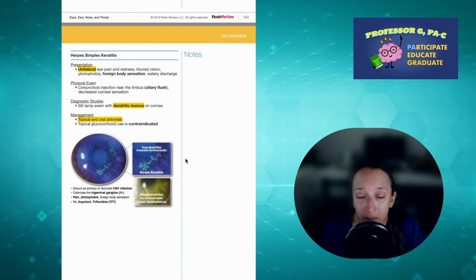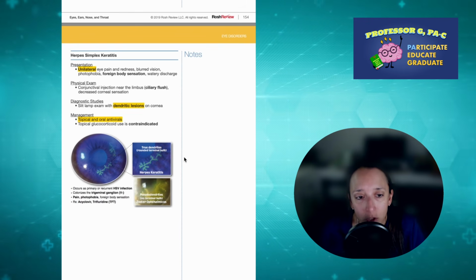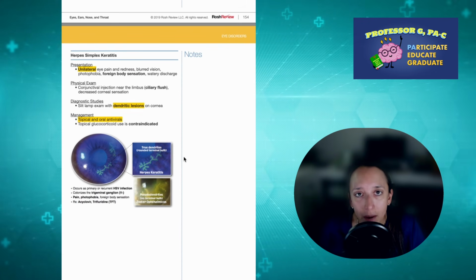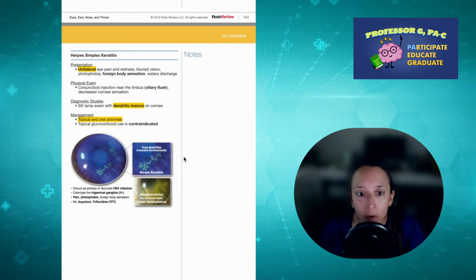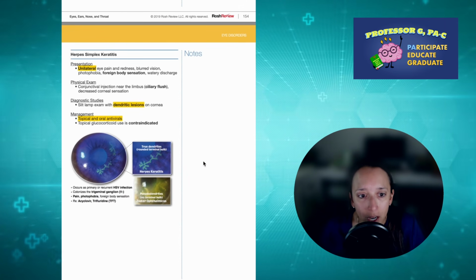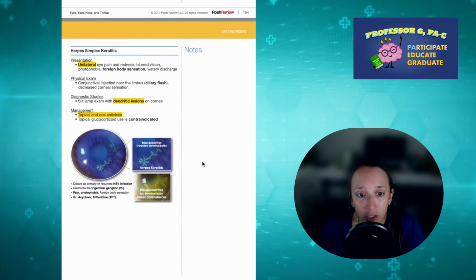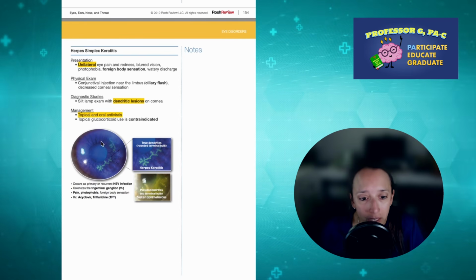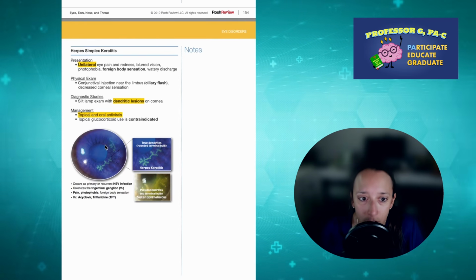Next up, herpes simplex keratitis. So this is usually a unilateral eye pain and redness, plus or minus some blurry vision and photophobia. They also have this foreign body sensation and some watery discharge. On physical exam, you'll see conjunctival injection near the corneal limbus, so it's also called a ciliary flush.